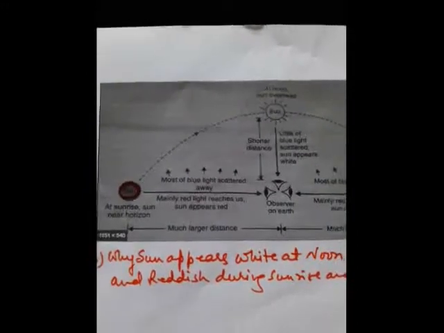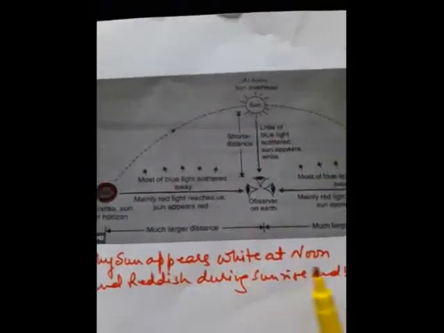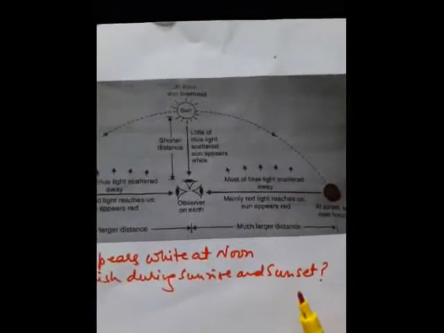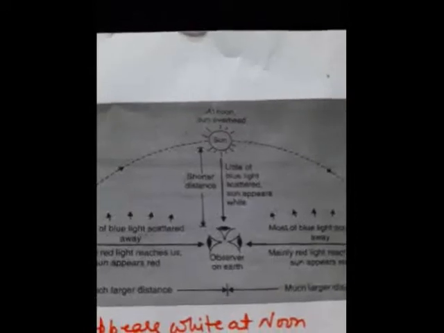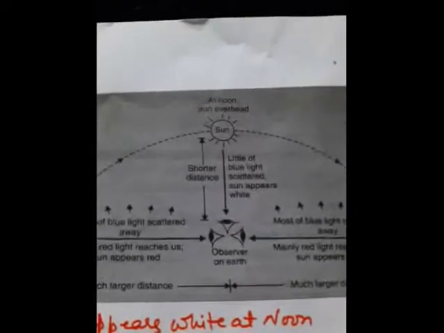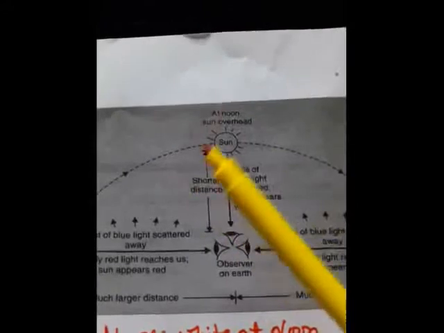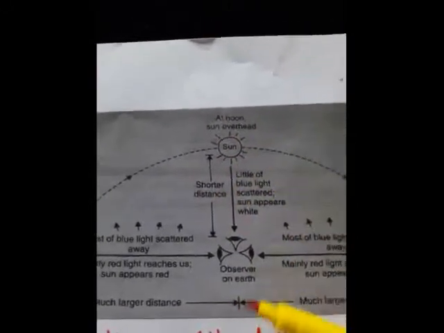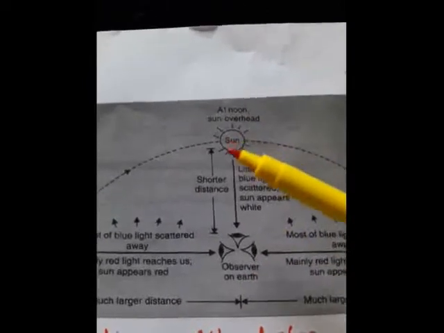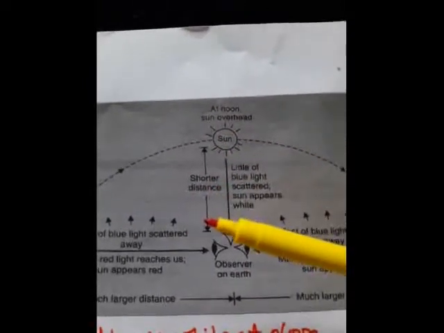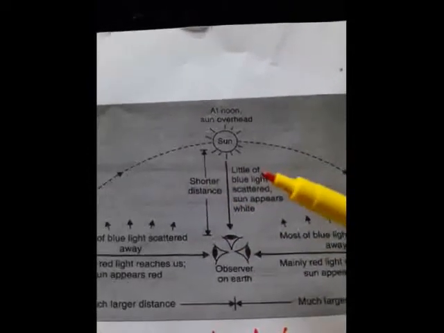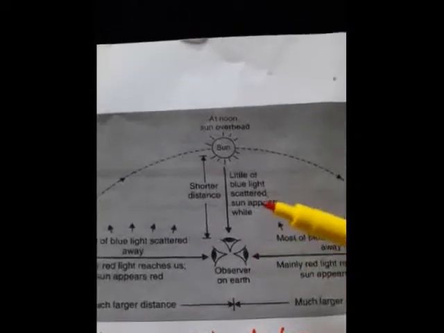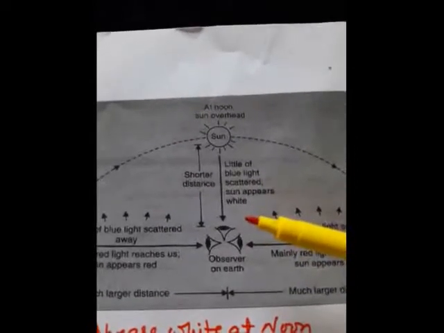Next is why the sun appears white at noon and reddish during sunrise and sunset. Now look at this diagram. At noon, the sun is overhead. The distance between the observer and the sun is shorter. So little of the blue light is scattered on the way and the sun appears to be white in color.